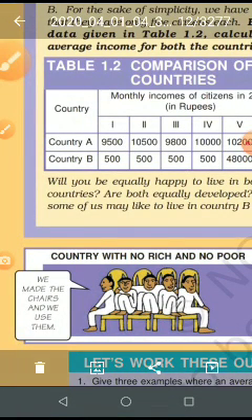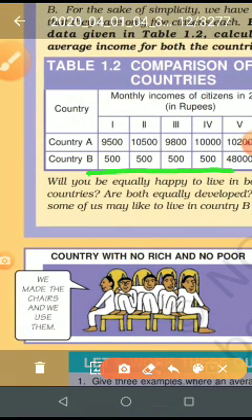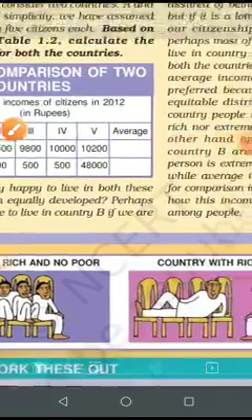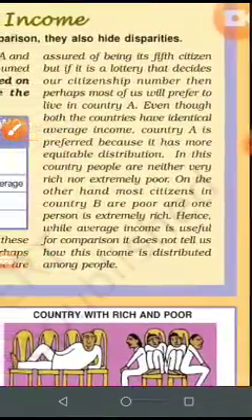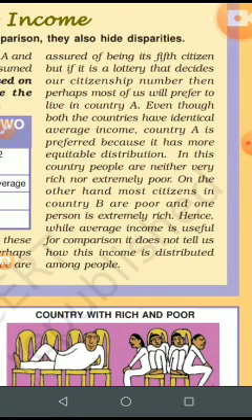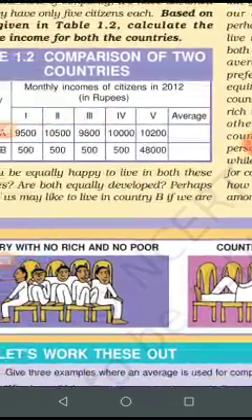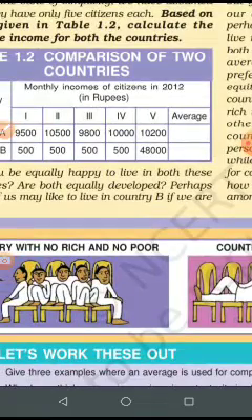So you prefer to stay in country A because it has more equitable distribution. On the other hand, most citizens in country B are poor, and one person is extremely rich. So while average income is useful for comparison, it does not tell us how this income is distributed among people. Average income, you will be calculating here when you find it out. I'm sure you know how to calculate the average income.